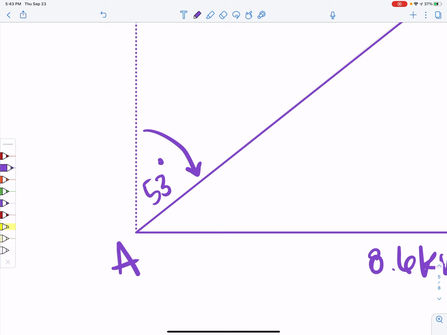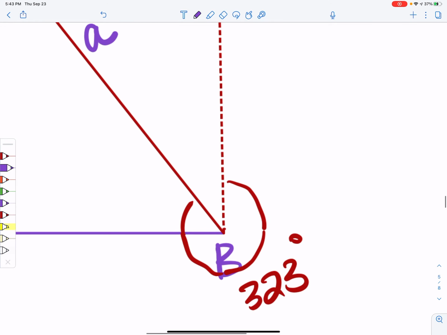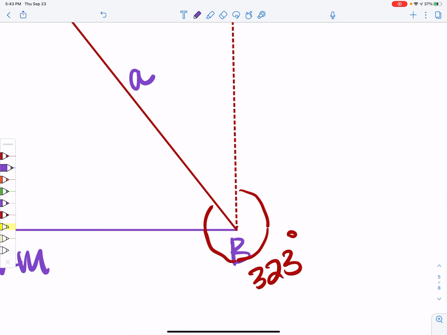And so if I do 90 minus 53 degrees, I'm going to get the angle on the inside of 37 degrees. Now let's go over to the other side. So once again, yes, my two angles are complements of each other. However, I've got a 323 degree angle. Now, if you did 360 minus 323, that would give you this angle. And then you could use its complement to get this angle.